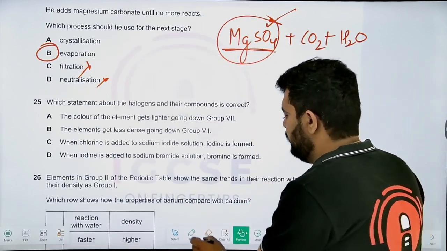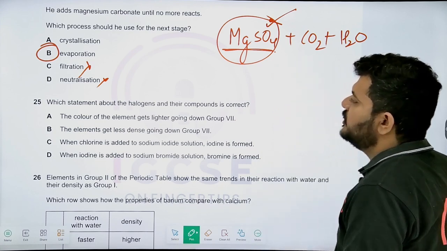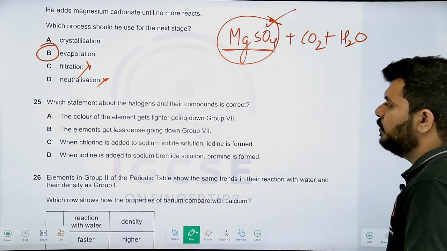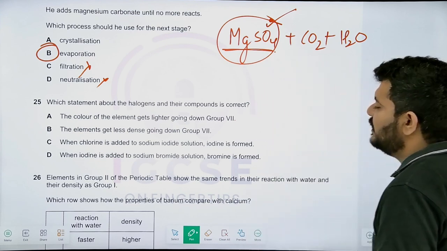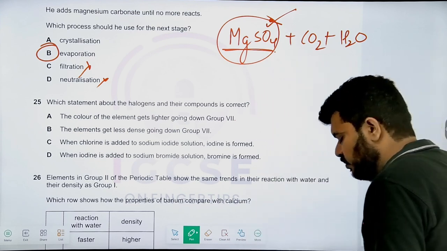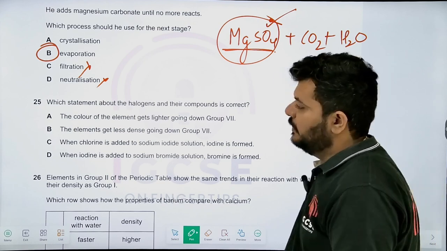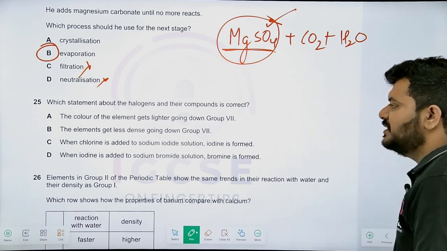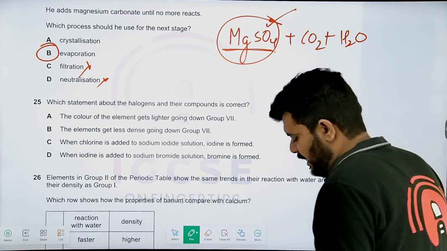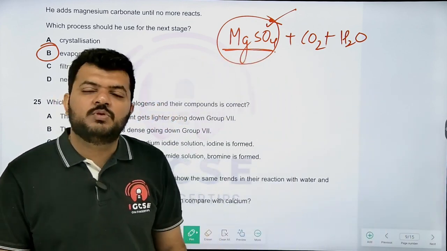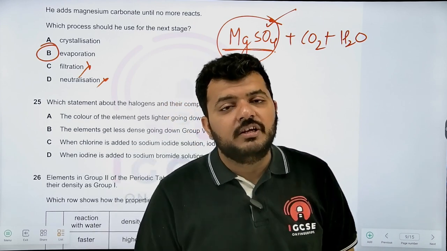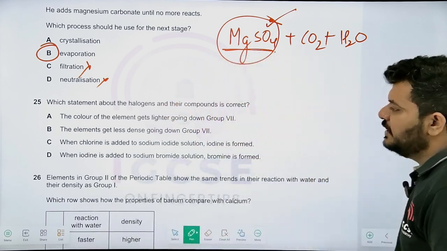Then we have, which statement about halogens and their compounds is correct? The color of elements gets lighter going down group 7. No, it actually gets darker. The elements get less dense going down group 7. No, actually they get more dense. Fluorine is a gas, chlorine is a gas, bromine is a liquid, iodine is a solid. So the density is increasing over here.